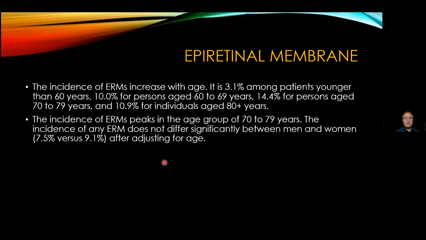Good. So as you can see, the next one that we're going to talk about is epiretinal membranes. It is very common. It affects 3.1% of people under the age of 60, 10% of persons between 60 and 69, with the highest incidence in the age group 70 to 79 at 14.4%. And that's quite a high percentage. And then beyond 80, it affects about 10.9% of our patients that we potentially might see.